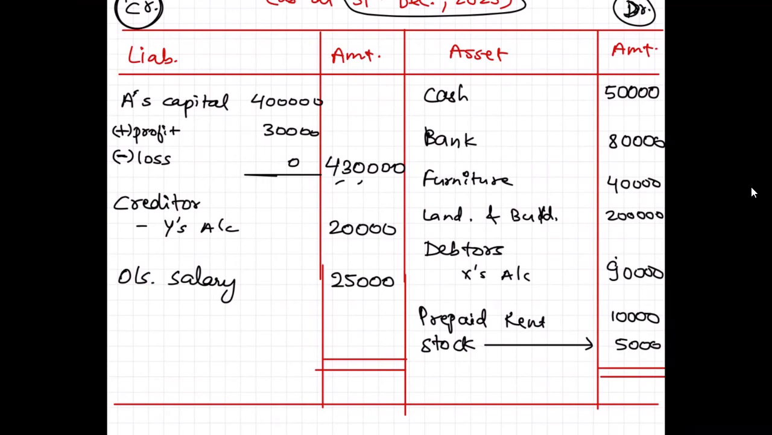Now my balance sheet should match. That means the total on the debit and credit side should be same. If it is not same, the whole question is incorrect. I have done some mistake. Okay, let's do the total. Everyone, let's do the total. The debit and credit side. Tell me what is the total?